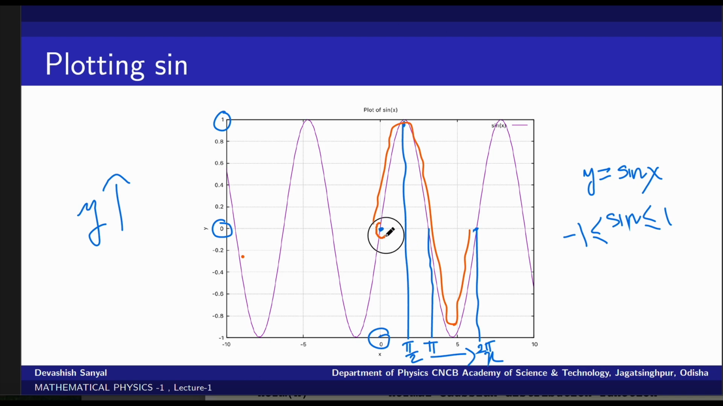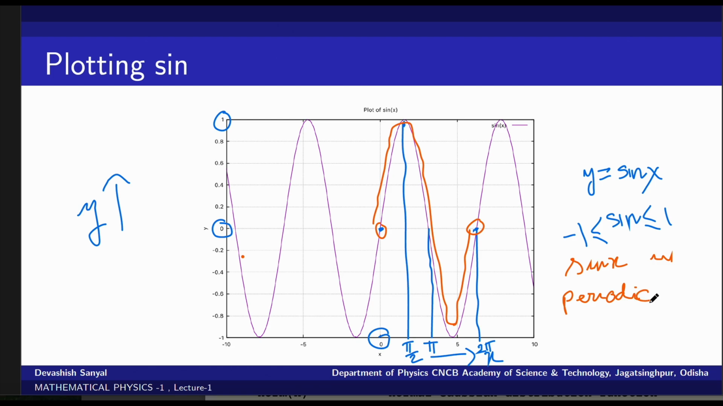After that it repeats itself, is it not? From here it repeats itself. So there is repetition after this. So what we can say is that sin x is a periodic function. Sin x is periodic.